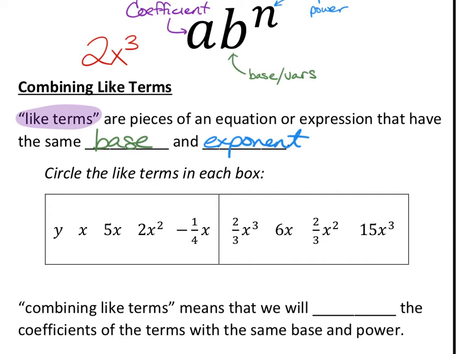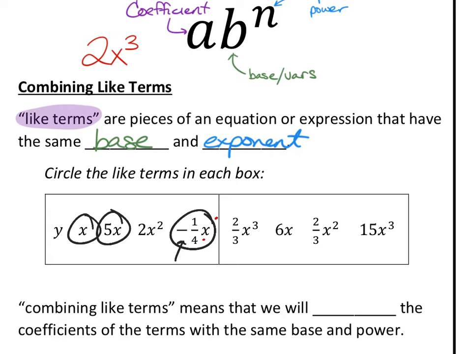The first two that are like are x and 5x because they have the same letter of x and the same power of an invisible 1, aka you don't see a power. There is one more thing that is a like power with it. What is that like term? Negative 1/4 x is a like term because even though it has a quote-unquote complicated coefficient of negative 1/4, it still has the base and the power that we're looking for of x and an invisible 1.